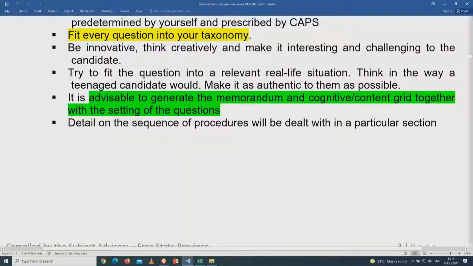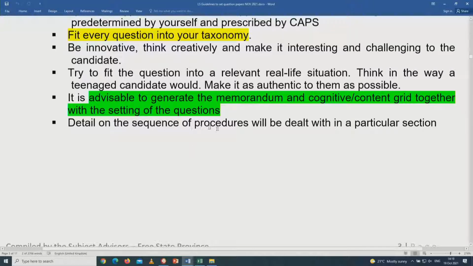And then the cognitive grid also, you will see later on. When you keep that up to date, you will immediately see where am I beyond certain cognitive levels or behind maybe. So that when you need a certain type of question, you also know in which cognitive category you must classify that.